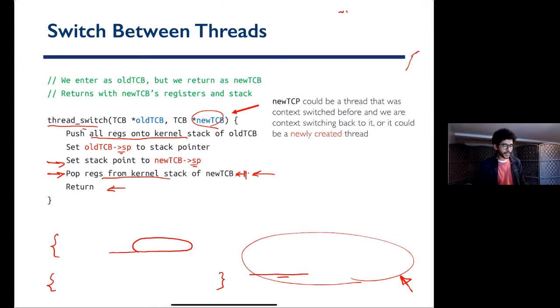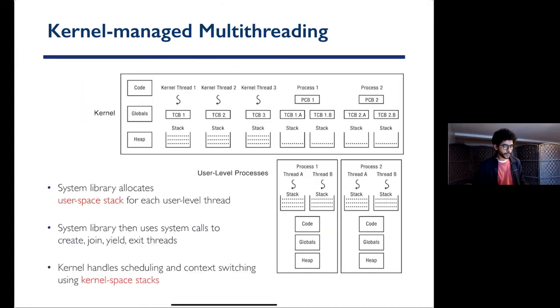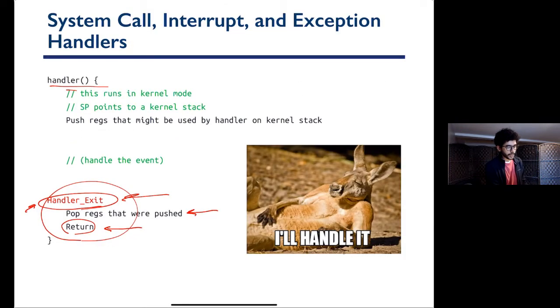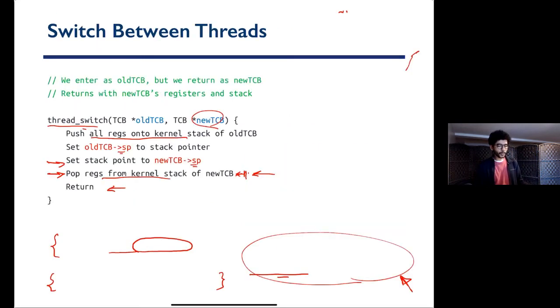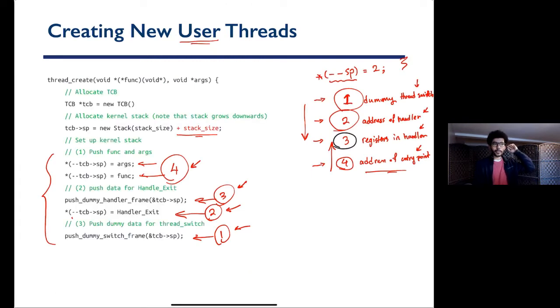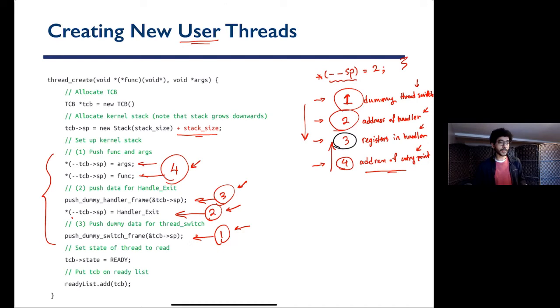Now, when we go to the handler, if I go back to the handler code, the handler is going to pop then a bunch of registers. So that's why I need to push dummy handler frame, because the handler is going to pop stuff and then it's going to return. So the reason I'm pushing these dummy data frames is because they're going to be popped because of the design that I made and the events that are going to happen to this thread. Hopefully I answered that question.